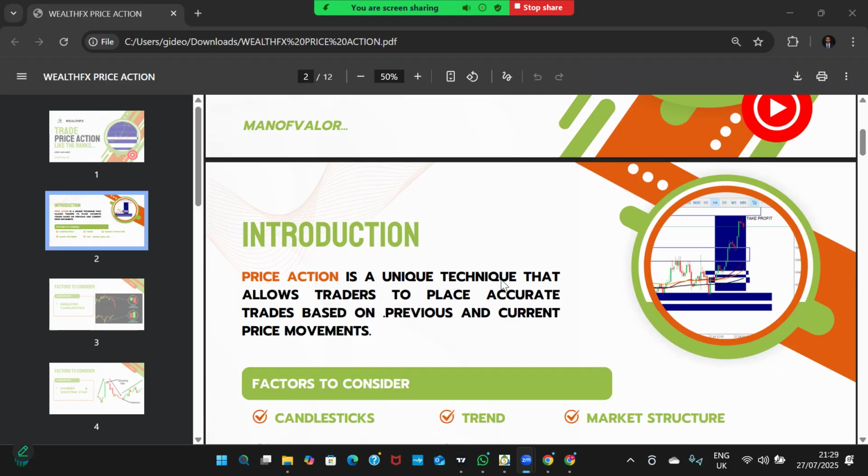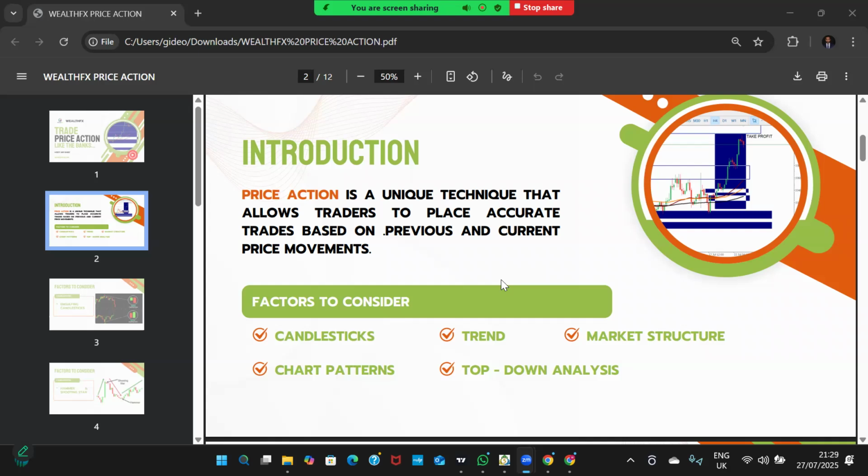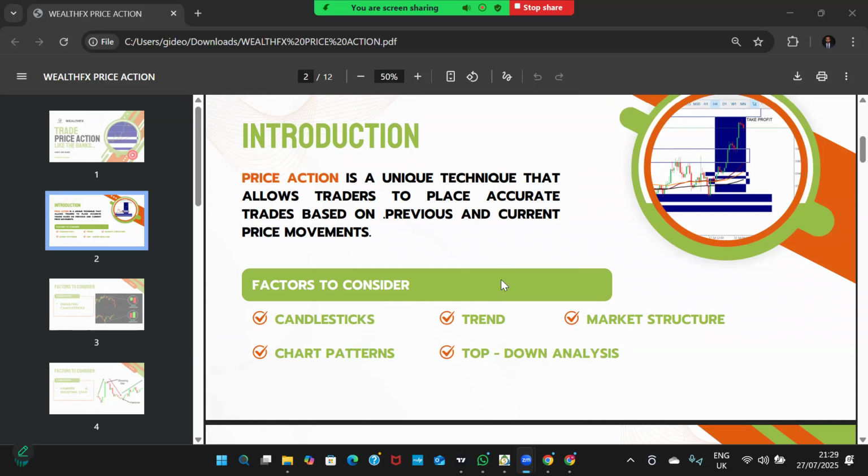Now, price action is basically a unique technique that allows traders to place accurate trades based on previous and current price movements. Simply put, it is your ability to pick the best trades, or the high reward trades, without having to use too many complicated concepts like indicators. You're basically focusing on what you can see on your chart. What is the price doing on the chart?